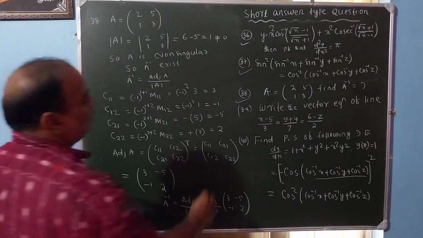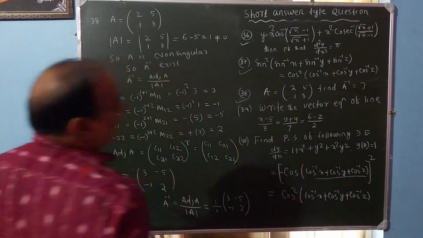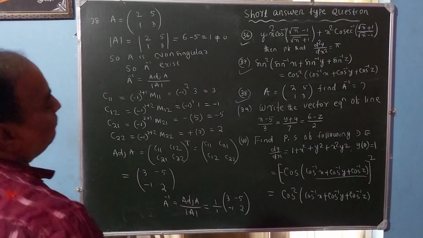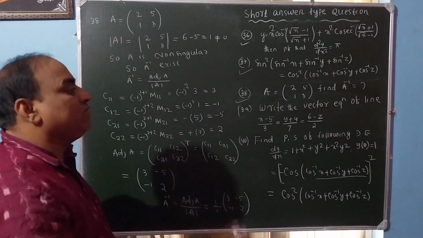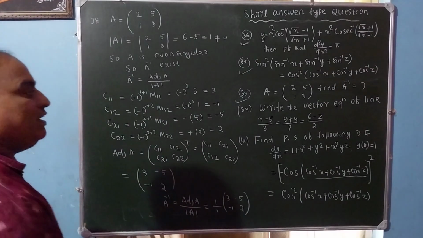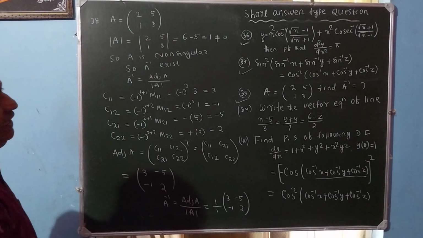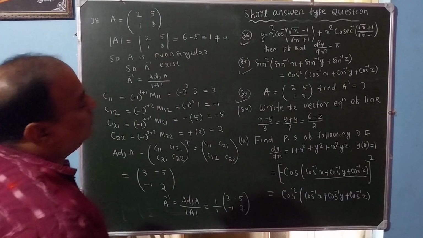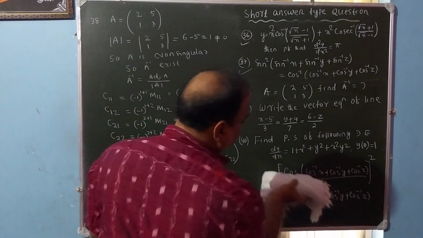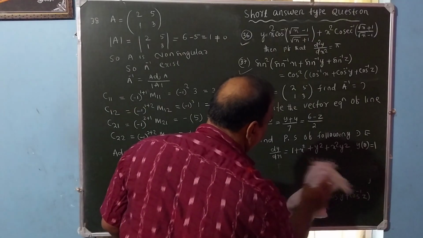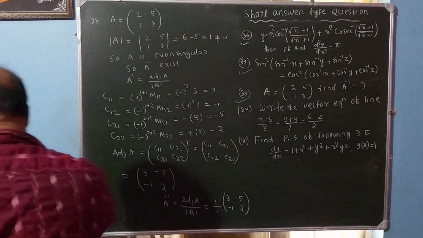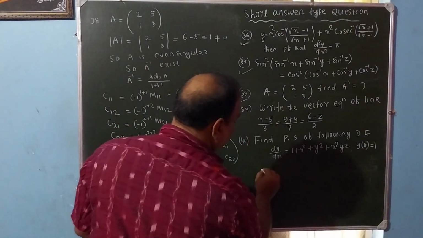So this is the question number 38. Now we have to discuss question number 39. Write the vector equation of line. The symmetric form is given. How to convert it into vector form? Write down the answer of this question, the vector form of the line. So write down question number 39.